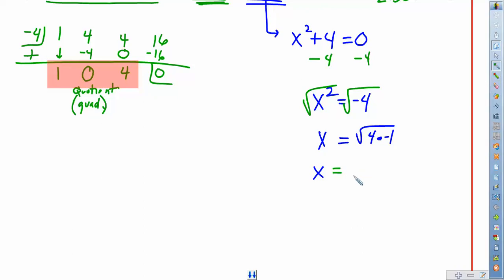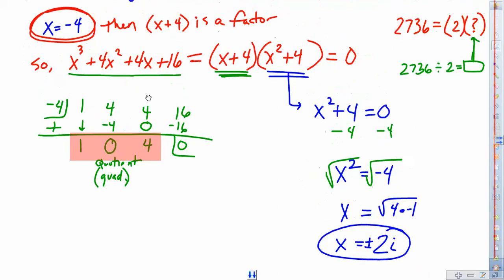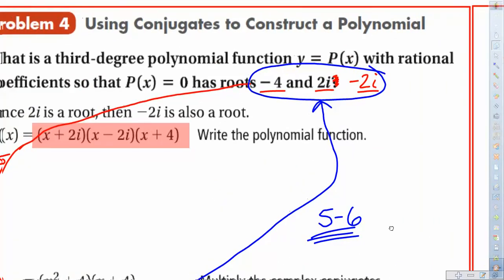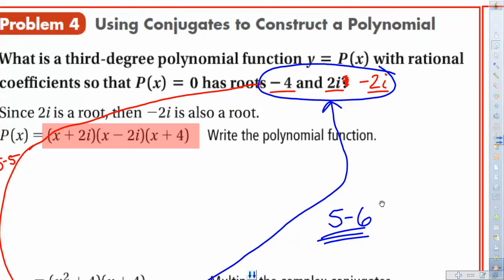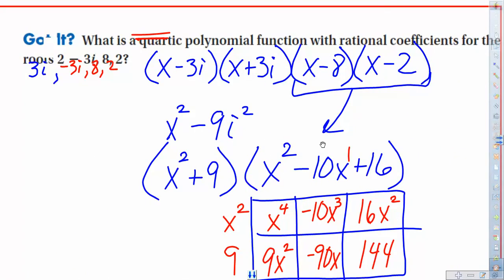Then we would have 2. And then the square root of negative 1 would be, you guessed it, i, but remember we're forgetting plus and minus 2i. So those would be all of our solutions, plus minus 2i and negative 4. Okay, that's how that works. Okay, I'm going to pause the video and we're going to look at this example right here again. We have not even looked at 5-6 yet.